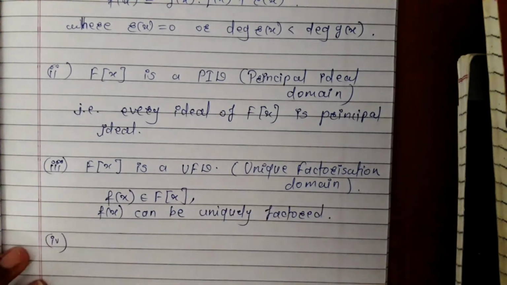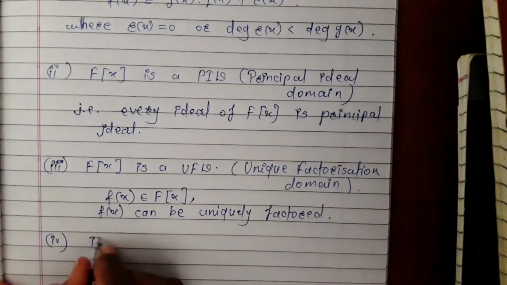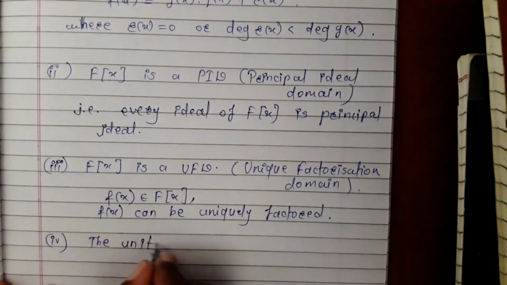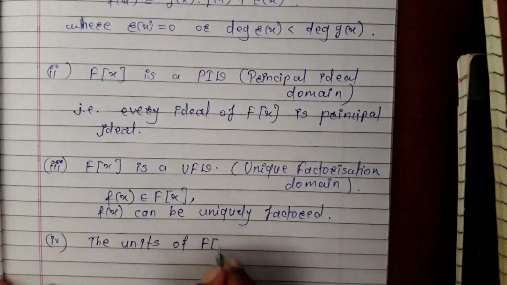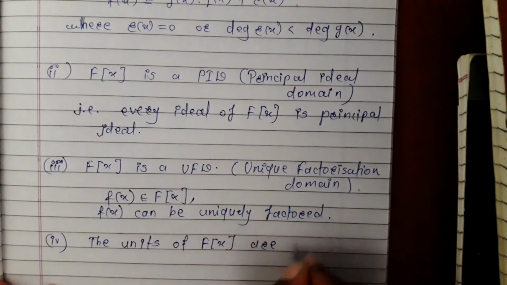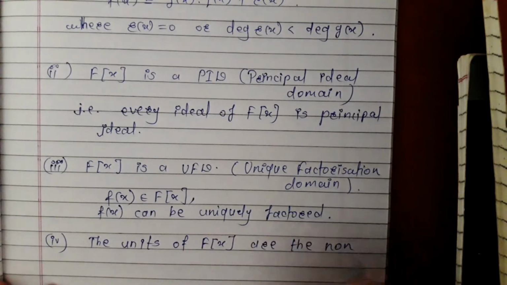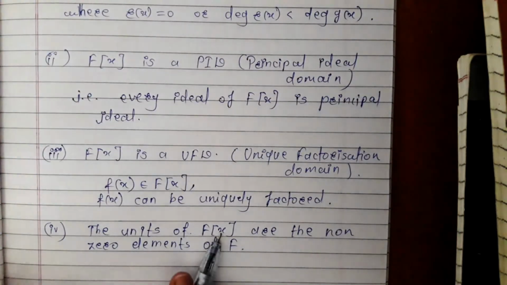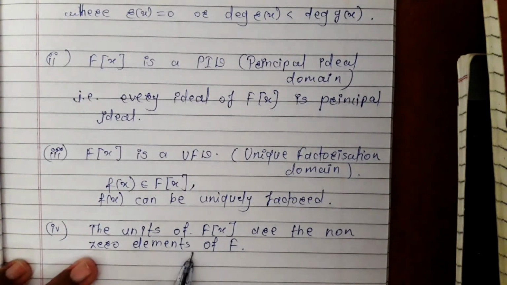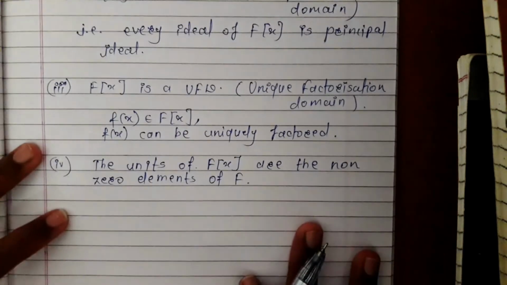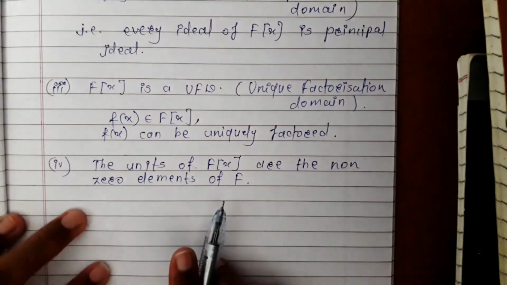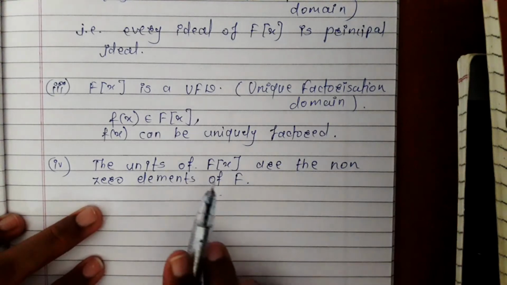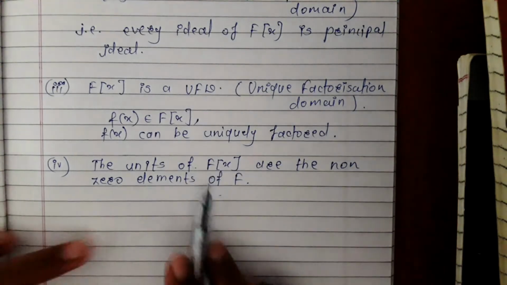Now the fourth property is that the units of the polynomial ring F[x] are the non-zero elements of the field F. That is, the units of F are the units of the polynomial ring F[x].